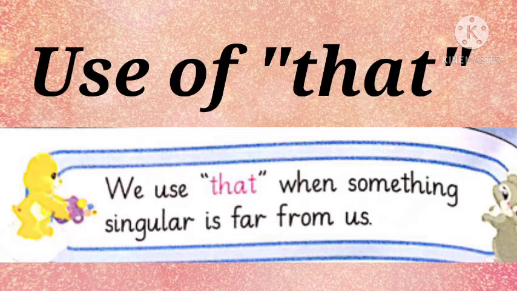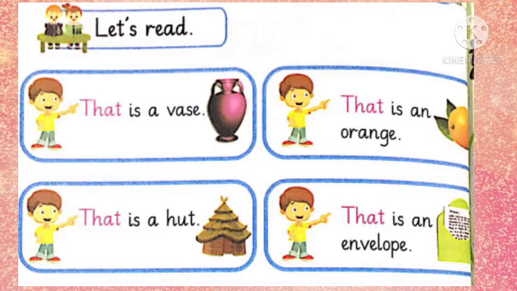We use that when something singular is far from us. जब कोई एक सिंगल चीज़ हमारे से दूर होती है तो हम क्या यूज़ करते हैं? That. And if something is near to us, then we will use this. And where we use that? When something singular is far from us. So students, now let's start reading.